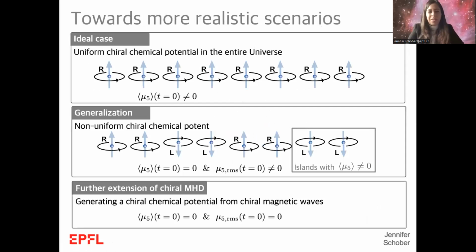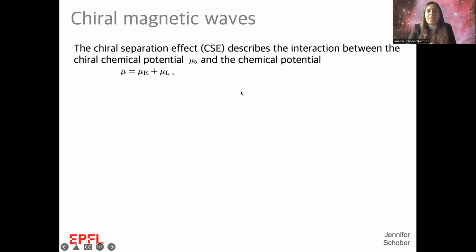Just 1 minute of a current project. So in principle, it's also possible to generate a chiral chemical potential from 0. So if we start with this vanishing chiral chemical potential and also vanishing fluctuations, it's possible to generate nevertheless a mu5 in the system if there are chiral magnetic waves. So far I've only talked about this chiral magnetic effect, but there are further quantum effects from the standard model of particles that allow for more complex dynamics, and one of these are these chiral magnetic waves, which describe the gap between the chiral chemical potential and the chemical potential, which is just the sum of left and right-handed fermions.